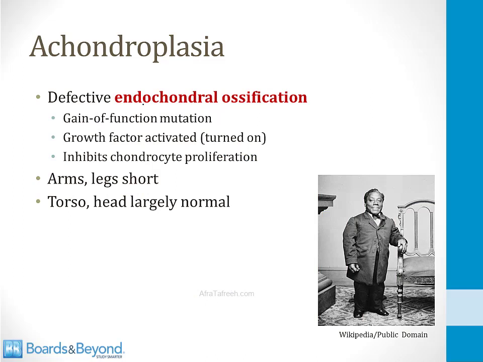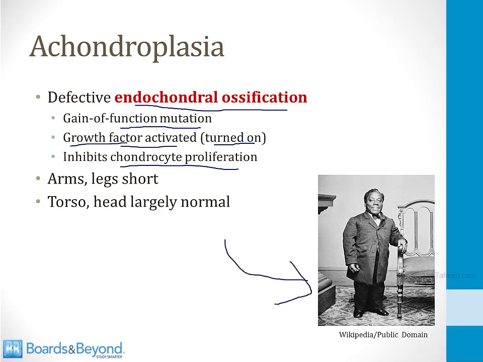Basically, achondroplasia is a disorder of defective endochondral ossification. The mutation that occurs in the gene is a gain of function mutation, so the growth factor receptor is activated and turned on. Now you might think a turned on growth factor would lead to more growth, but in fact what happens is chondrocyte proliferation is inhibited. As a result, the long bones do not grow, so people with achondroplasia are dwarfs, which means they look like this man in the picture.